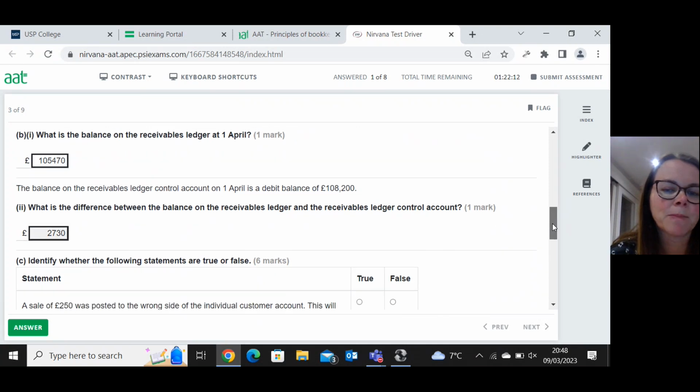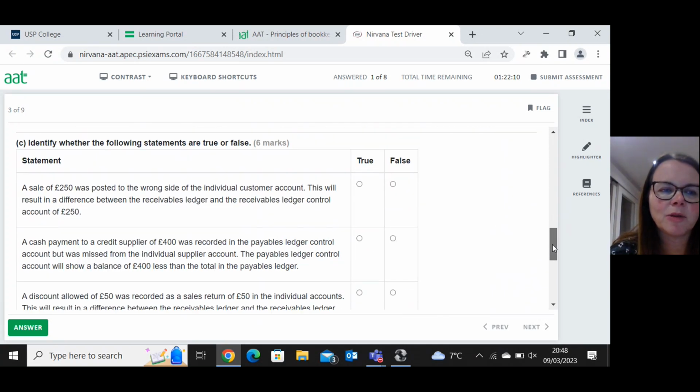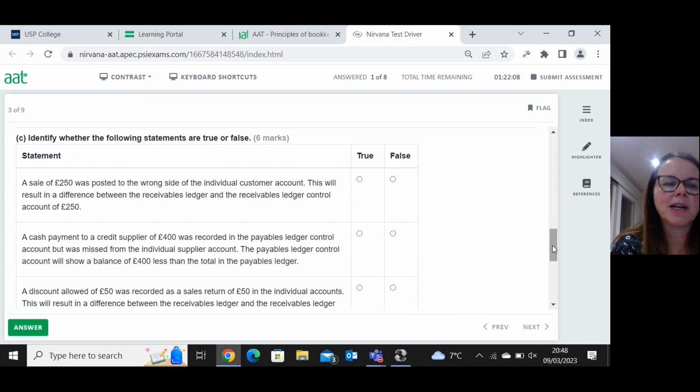2,730. Then we come on to what I think is one of the more difficult tasks, which is to identify whether these statements are true or false. The way I approach these, and you're going to have to imagine the imaginary T accounts, I draw myself an individual customer's account, and next to it an RLCA account, because I'm always going to be comparing one with the other in these questions, most of the time at least.